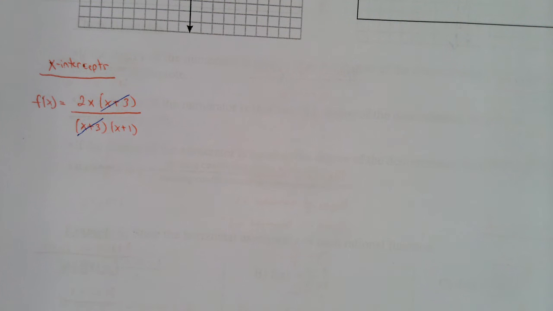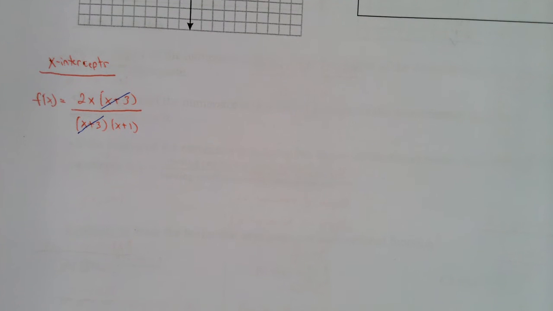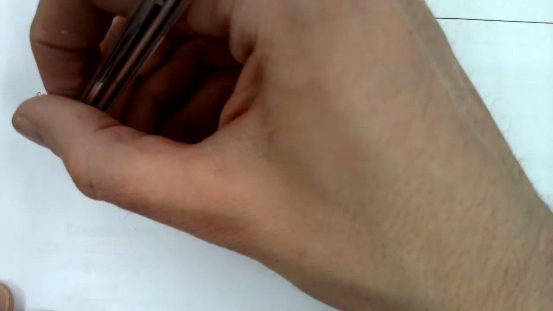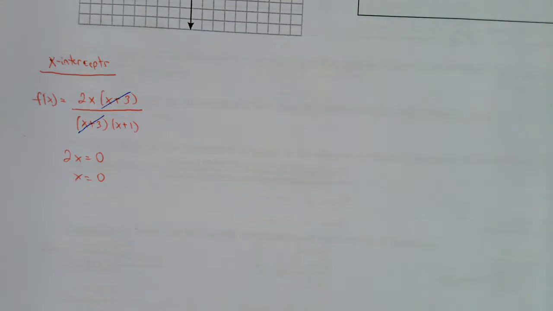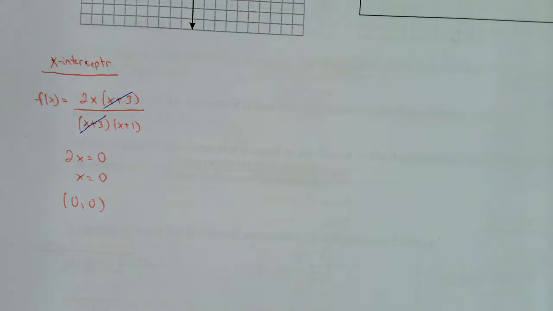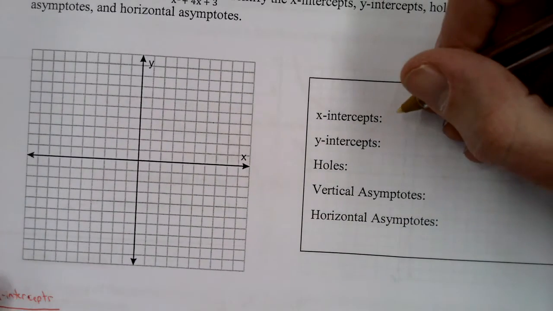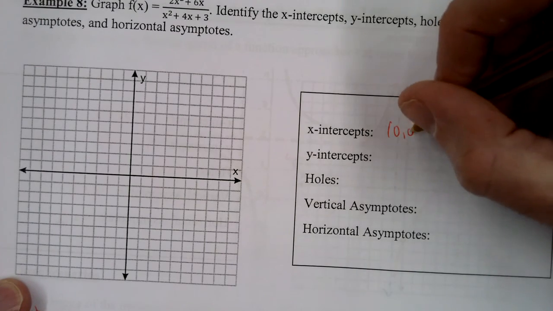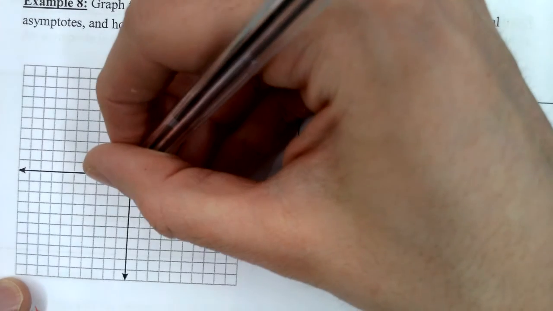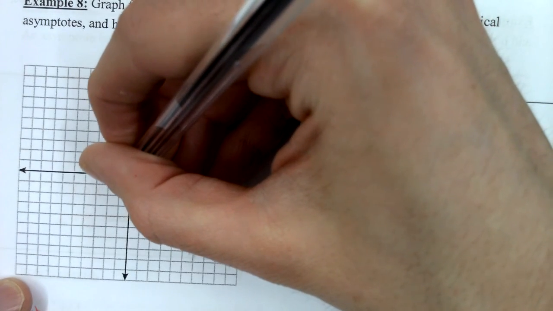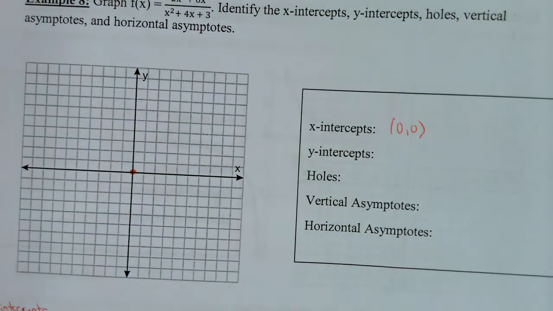And then, if you remember back to, I believe, the second page, set the numerator equal to 0 and solve. So 2x equals 0, x equals 0. That means your x-intercept is 0, comma 0. By the way, that means the y-intercept is also 0, 0. Or maybe there's more than one. Let's do that next, and plot it as you go.